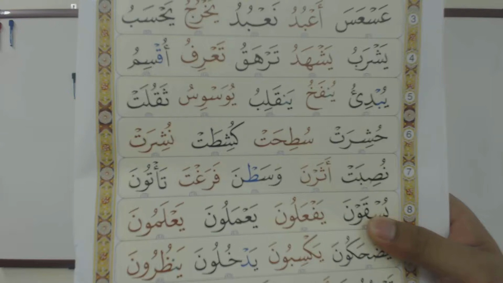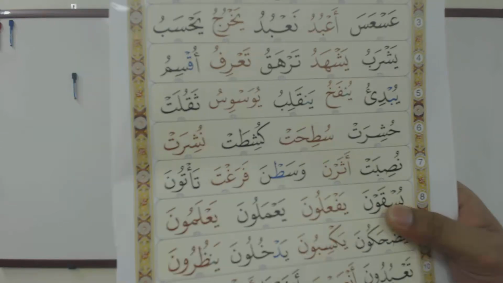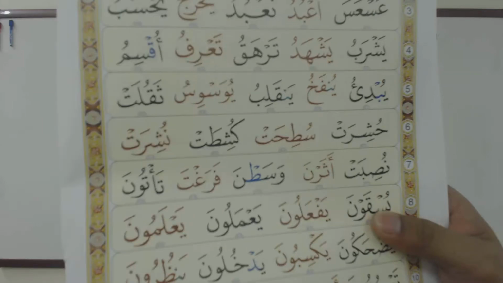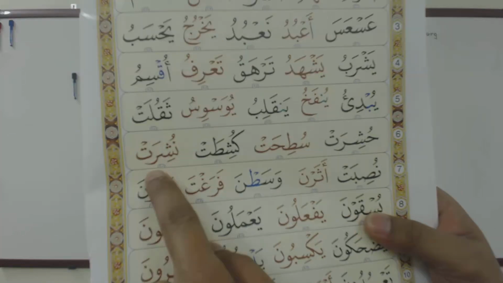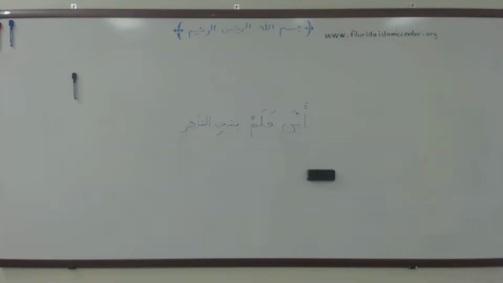Kushi. Tot. Kushitot. 6.4. Nushirat. Okay, 7.1. Let's try to complete this page. Nusibat. 7.2.